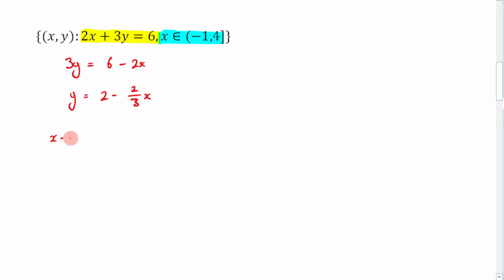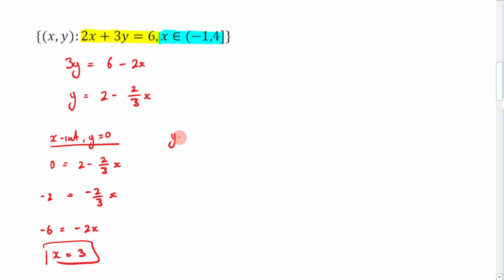Next I'm going to find my x-intercept, which occurs when y is equal to 0. So to do this, I'm going to let 2 minus 2/3 x equal 0. There are of course different ways to do this. Let's just subtract 2 from both sides. Let's times both sides by 3, which will give me negative 6 is equal to negative 2x. And then let's divide both sides by negative 2, so x is going to be equal to 3.